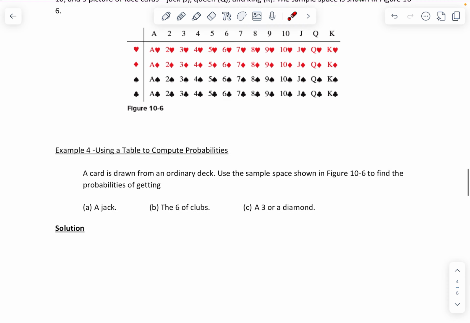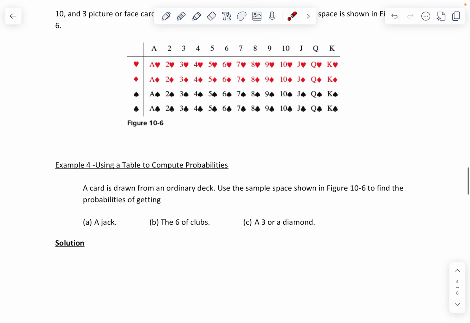Let's say that a card is drawn from an ordinary deck. Use the sample space shown in this figure to find the probabilities of getting a jack, the 6 of clubs, a 3, or a diamond. Okay? So let's take these one at a time.